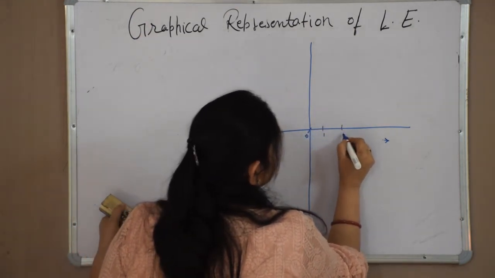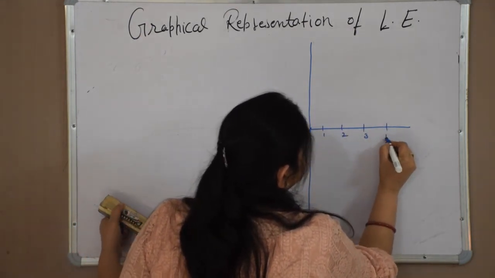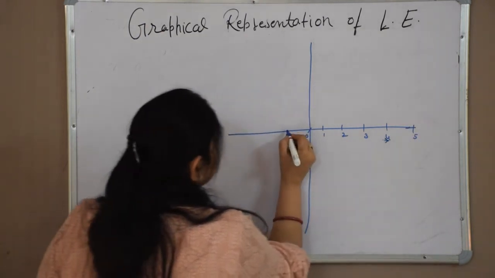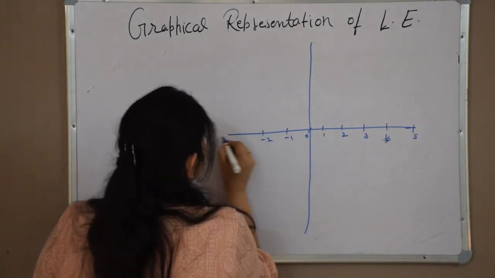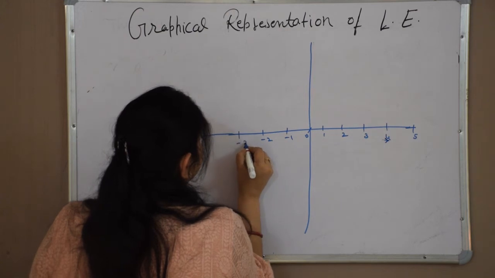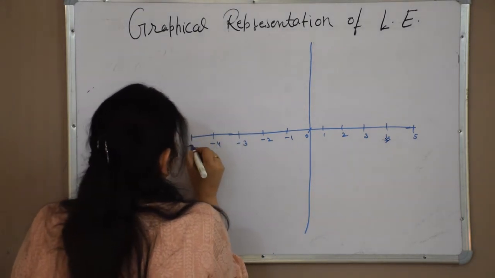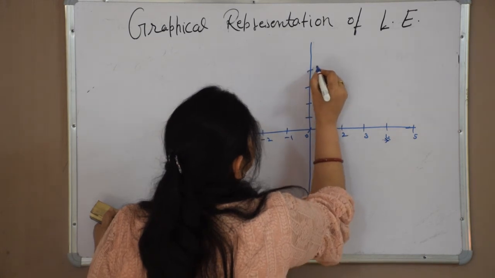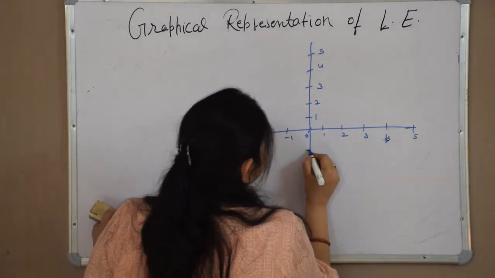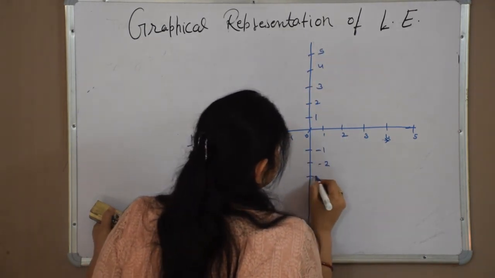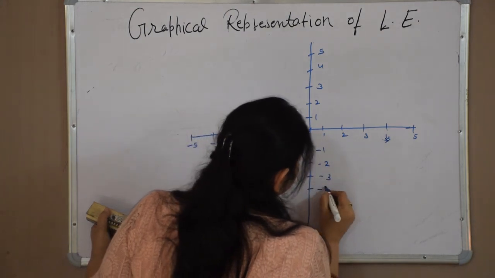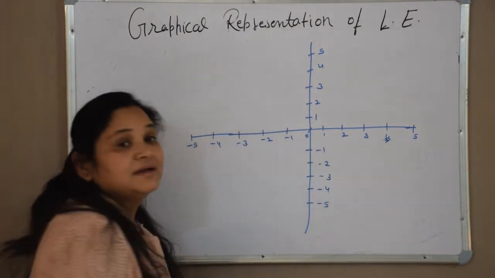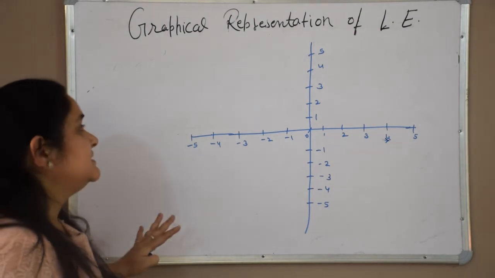Zero, 1, 2, 3, 4, 5. Minus 1, minus 2, minus 3, minus 4, minus 5. 1, 2, 3, 4, 5. I think it is very easy for you to do all these. It becomes very easy for you.